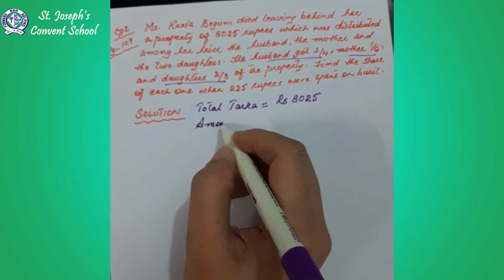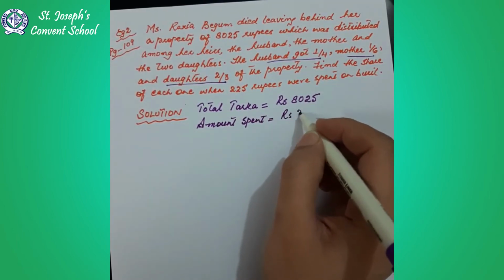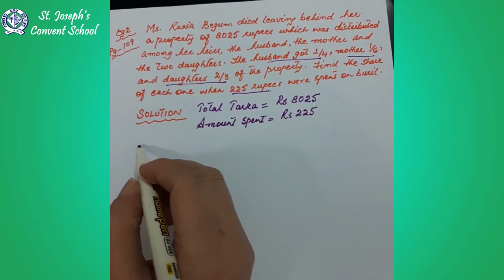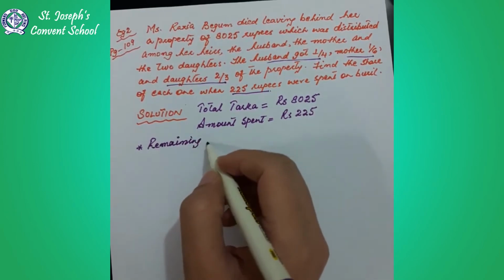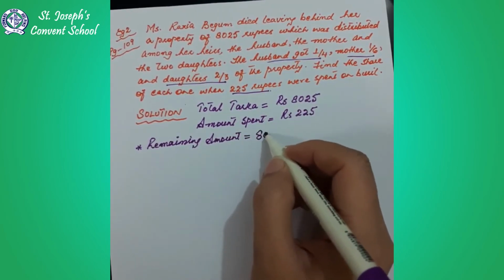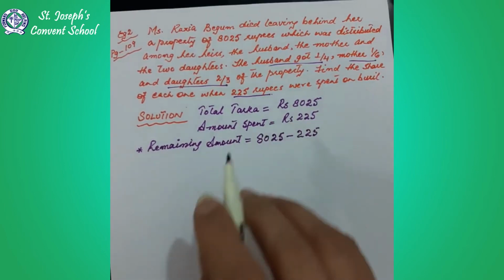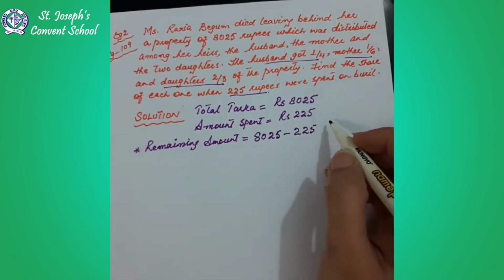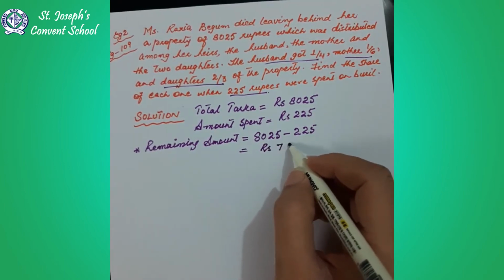So the amount spent on the burial is rupees 225. This amount is spent, so we will subtract and find the remaining amount. Let's find the remaining amount. So always find the remaining amount if there is any debt, any loan, any due. So the remaining amount is 8,025 minus 225. So the remaining amount is rupees 7,800.